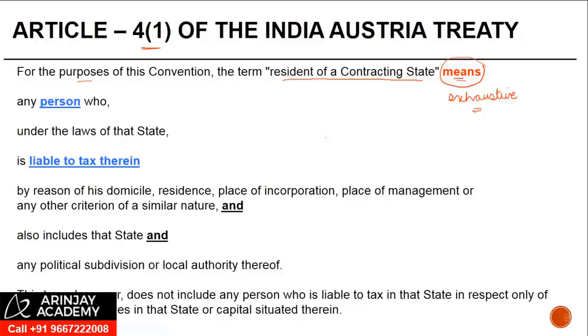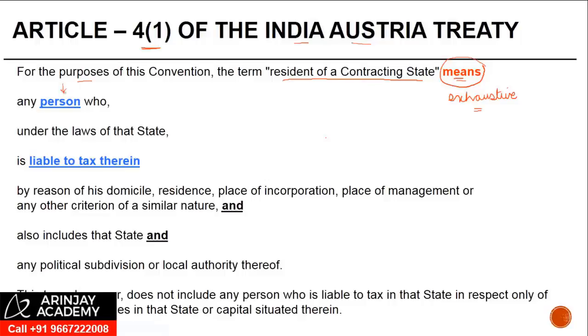right? Which means that if you are covered as a resident by virtue of application of this provision, then you are a resident of India or Austria, as the case may be, or the two treaty partners. But if you are not, then you cannot import the meaning of a resident under the domestic laws to reach a conclusion that you are a resident of one of these countries.